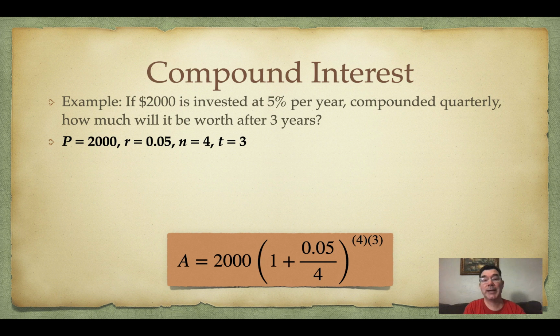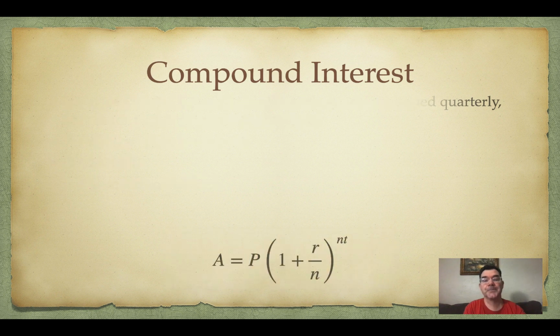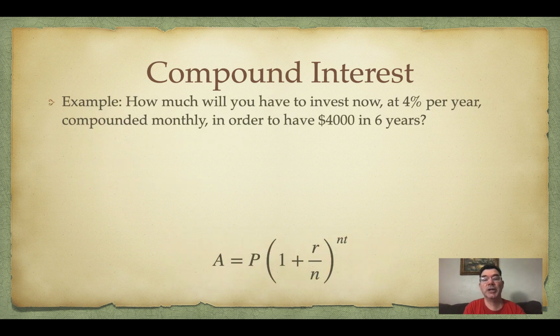And then I can go to my calculator and figure out what that's worth. That's going to be $2,321.509, which I will change to 51 cents. So it'll be worth $2,321.51. All right, here's another example.